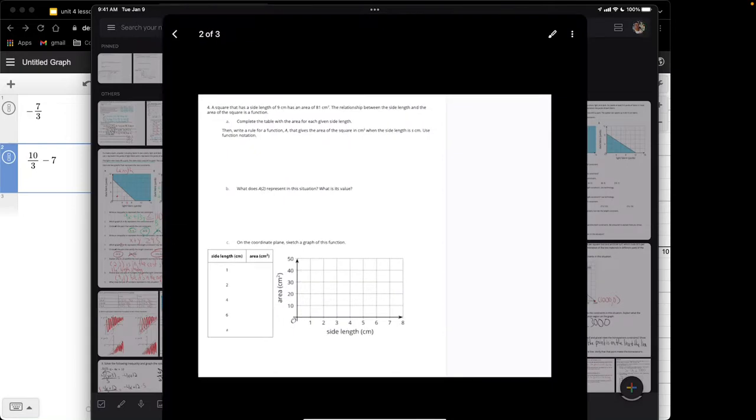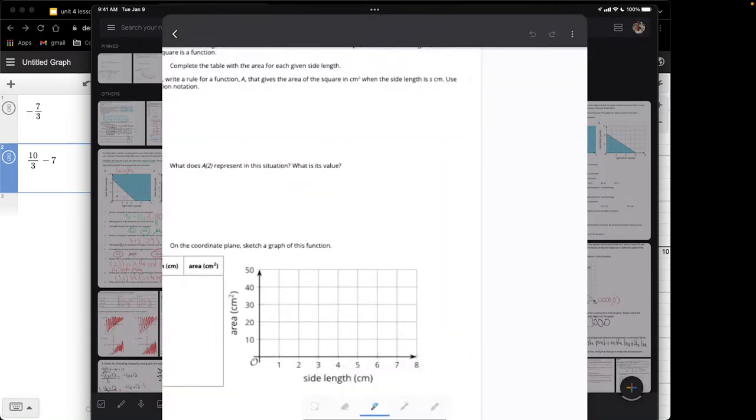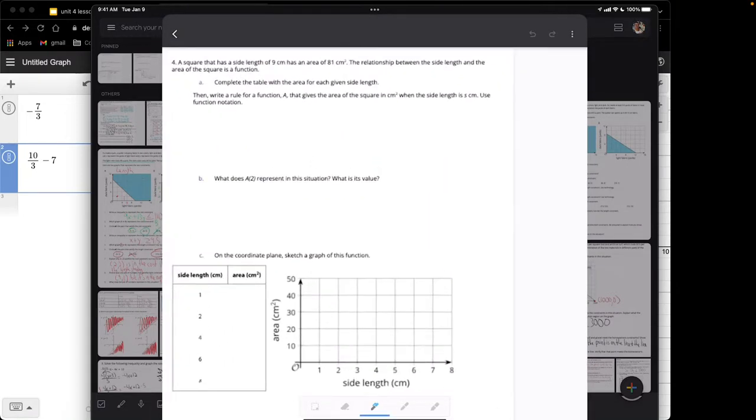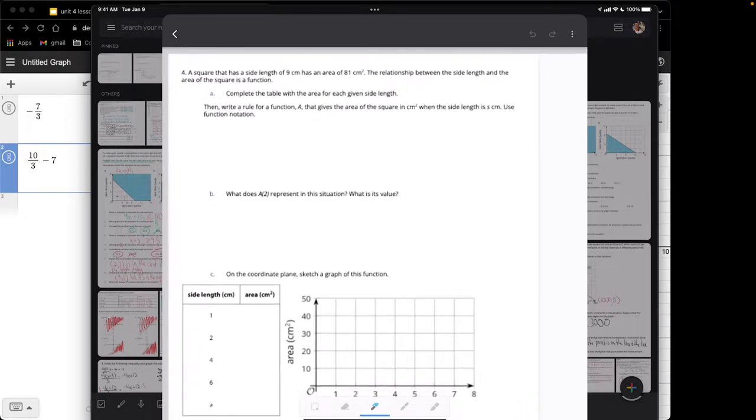Okay, so we're up to number 4 now. Number 4: a square that has a side length of 9 centimeters has an area of 81 square centimeters. The relationship between the side length and the area of the square is a function.